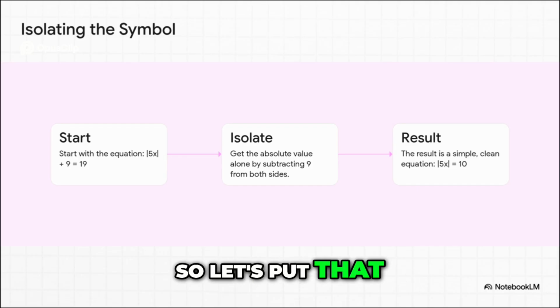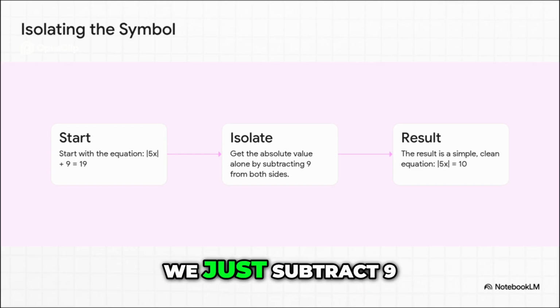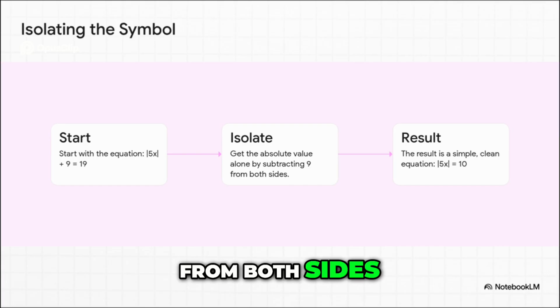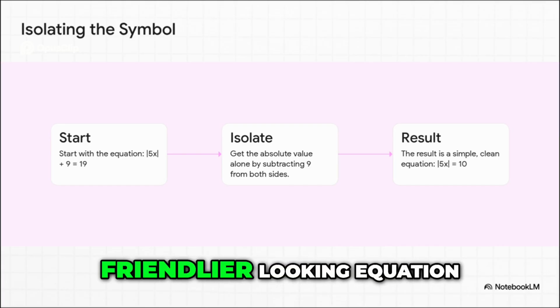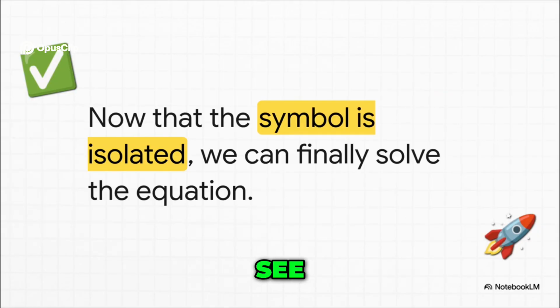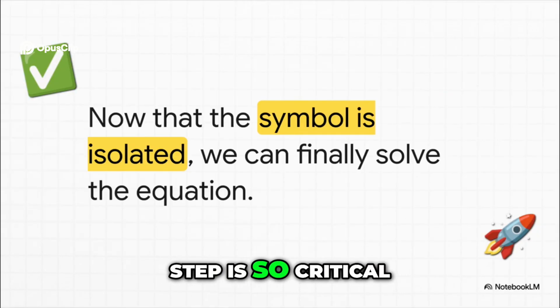So let's put that rule into action with our problem. Our goal is to get that 5x part by itself. What's in the way? That +9. So, simple algebra, right? We just subtract 9 from both sides, and boom! Look at that. All of a sudden, we've got a much friendlier looking equation. See why that first step is so critical?